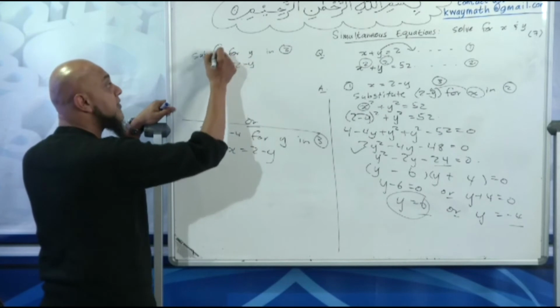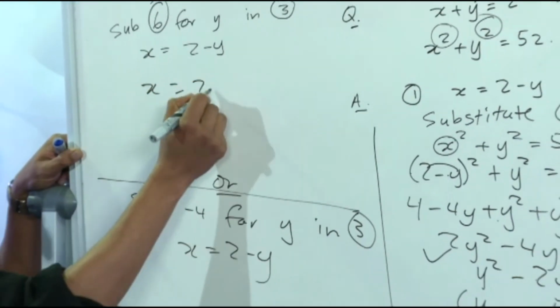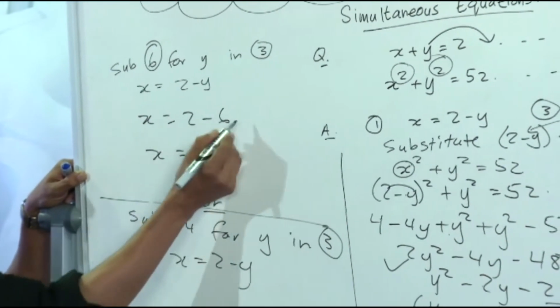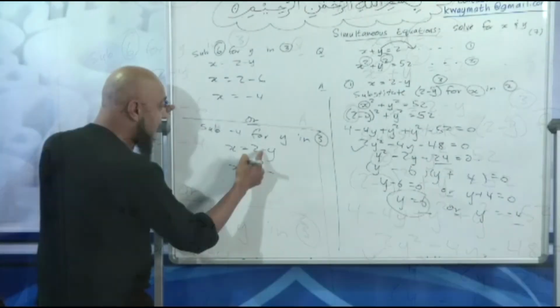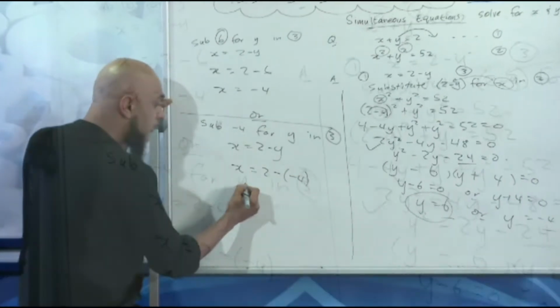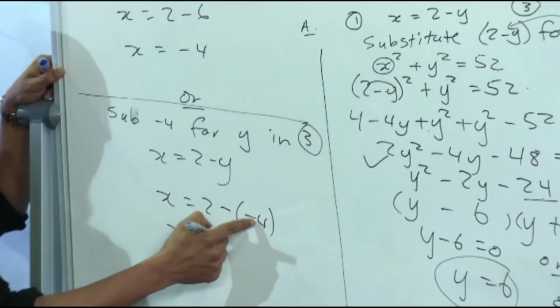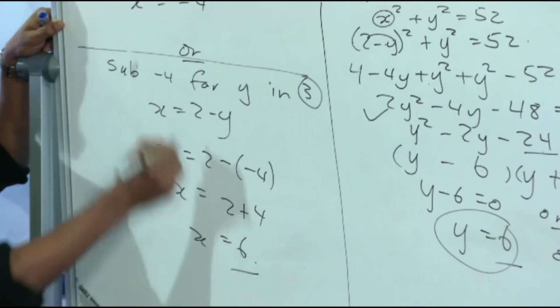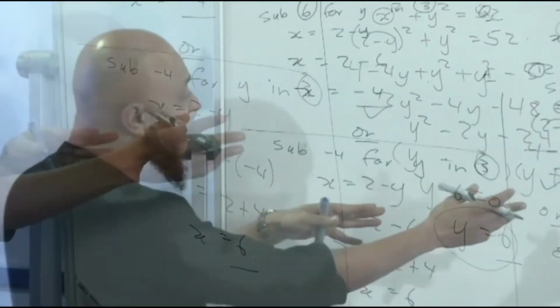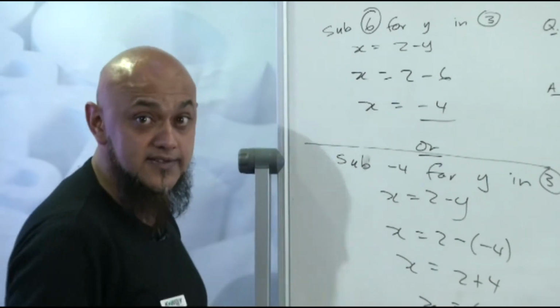Now all you do is substitute the 6 for y, x is equal to 2 minus 6, negative 4, or x is equal to 2 minus negative 4. A negative times a negative is a positive, 2 plus 4, x is equal to 6. There we go, boys and girls. You've got your 2 y solutions, you've got your 2 x solutions.